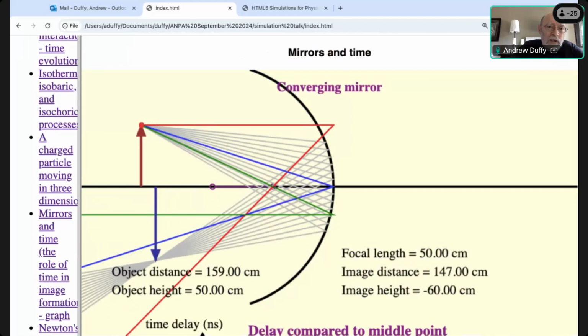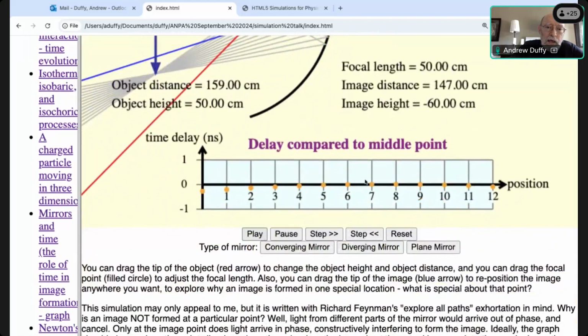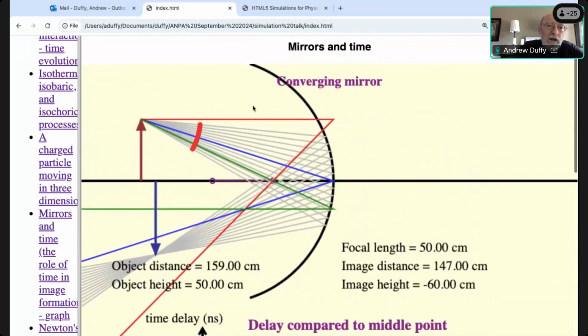So let's just watch as a wavefront travels away from the tip of the object. All those things hit the mirror at different times. Then you come back through here.